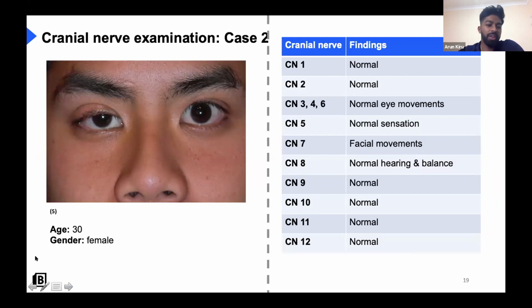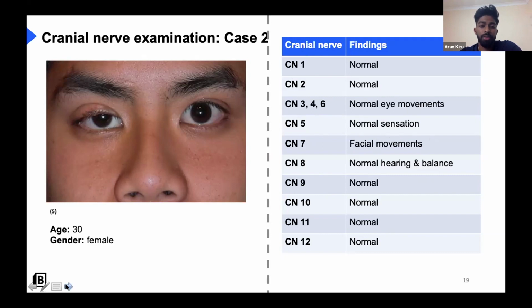A female, about 30, and you see this. Eyelids a little bit low. And you do all our cranial nerve examinations and they're normal: eye movements, normal; sensation, normal; facial movements are normal. Normal hearing and balance, normal. So you're like, oh, okay, so what's going on here? Okay, so what do we call this? We call this a ptosis.